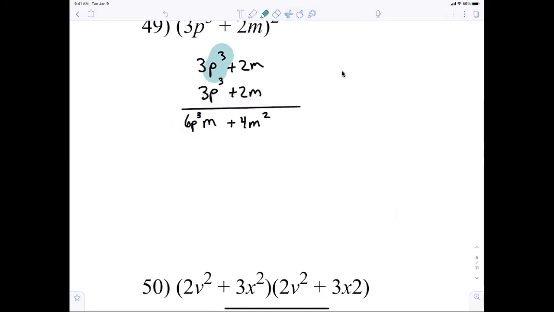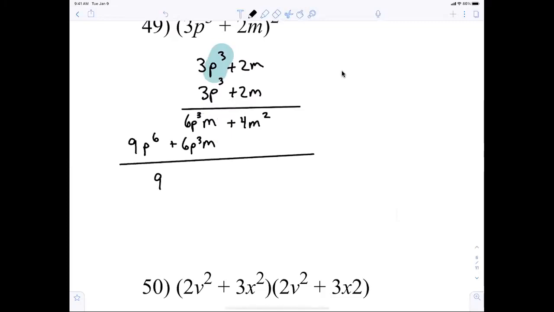Then 3p cubed times 2m again is 6p cubed m. And then 9p to the 6th power. So you know, 9p to the 6th plus 12p cubed m plus 4m squared.